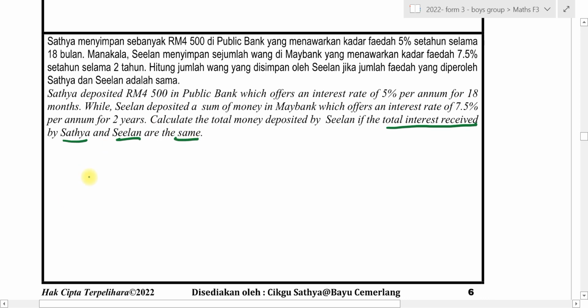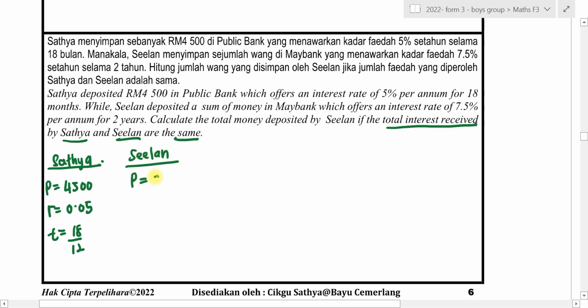If the total interest received by Satya and Seelan are the same. Okay, let's open the file first for Satya. Satya, the principal is 4,500. The interest rate is 5%, so 0.05. The time is 18 months, so 18 over 12. For Seelan, the principal we don't know, we put it X. The interest rate is 7.5%, so 0.075. And the time is 2 years.